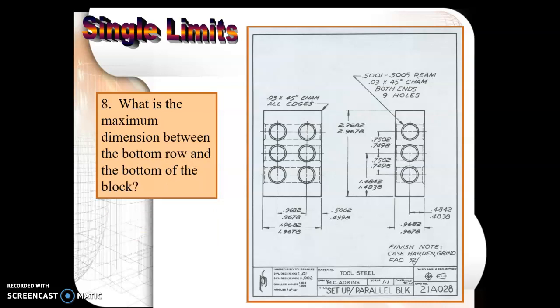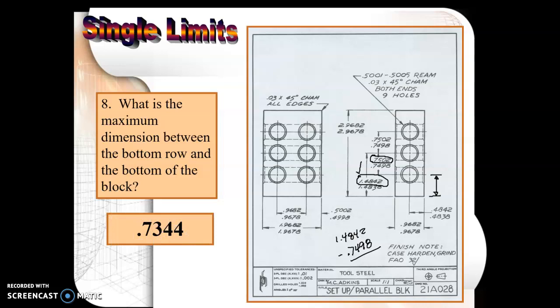That makes sense. That's straightforward. What about this next question? What is the maximum dimension between the bottom row and the bottom of the block? We want to know the maximum that this dimension can be. Some people's instinct might be to use the maximum value here and the maximum value here, but that would be incorrect. We want to maximize this dimension, so that means making this dimension as big as it can be, but then subtracting from it the least that this other dimension can be. So if we take the 1.4842 minus 0.7498, that will give us the maximum dimension of 0.7344.